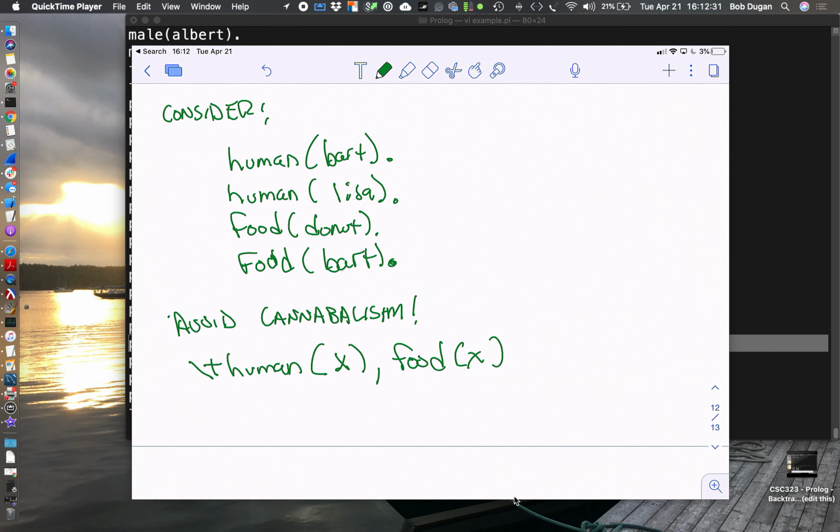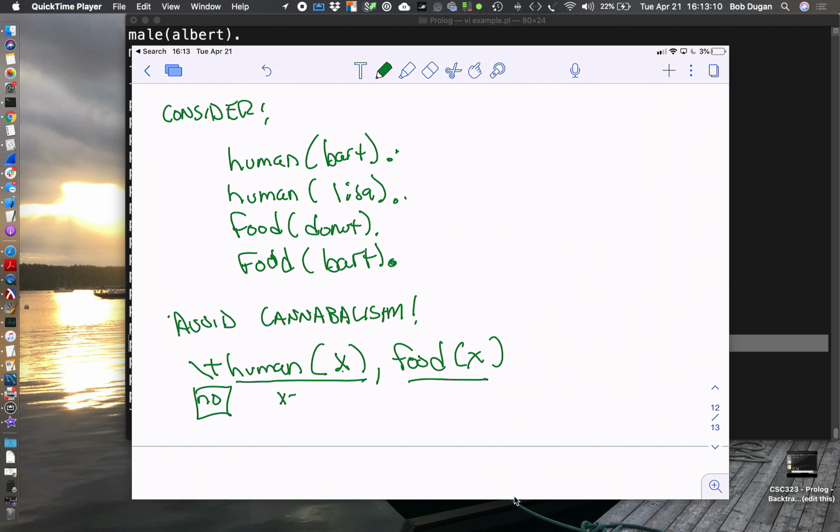If this is your only antecedent, this is going to end up with no. We're not going to be able to find anything that matches X. And that has to do with how unification occurs. The first thing we're going to do is look at this antecedent and try to resolve human X. So we're going to find human Bart and human Lisa, and then we're going to negate those. So human Bart is false, so we cannot use X equals Bart to try to resolve food, because X cannot be something that is a human.